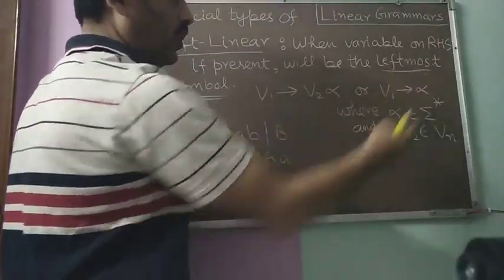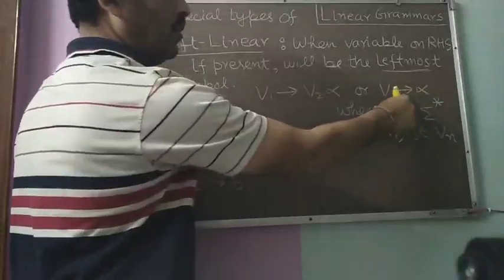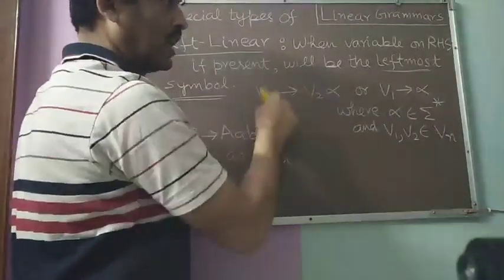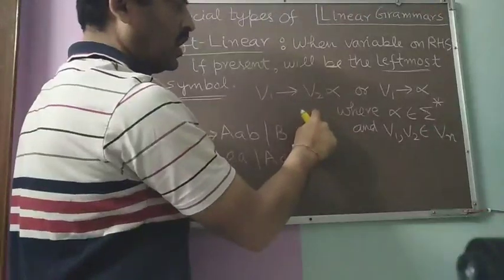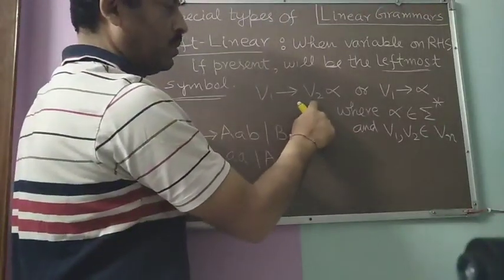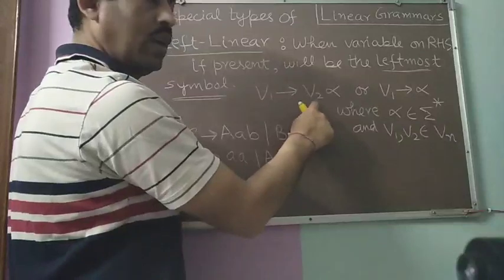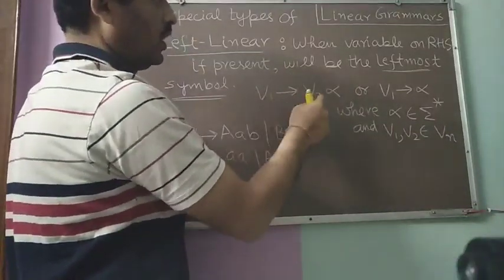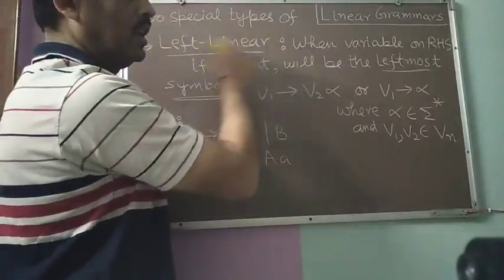Obviously, because on the right hand side either there is no variable or there is a single variable. So the grammar is linear. But wherever the single variable is present, it is present as the leftmost symbol of the production. So that's why the grammar is called the left linear grammar.